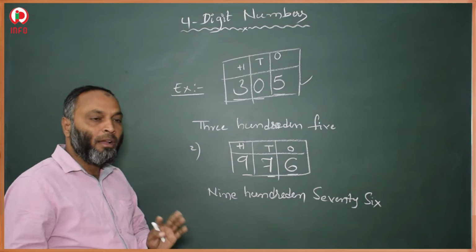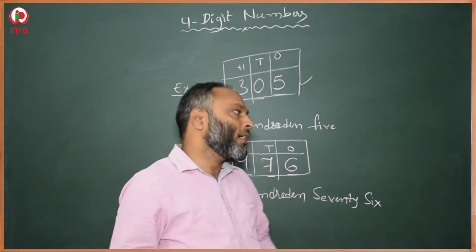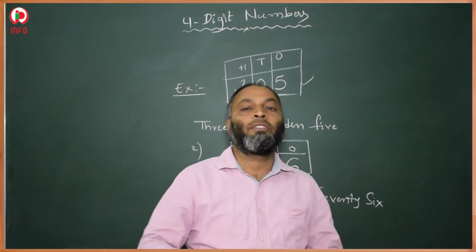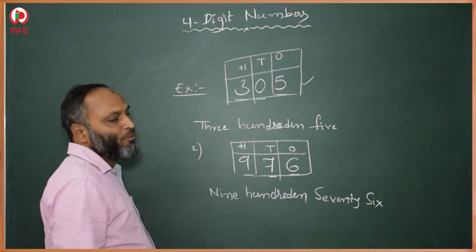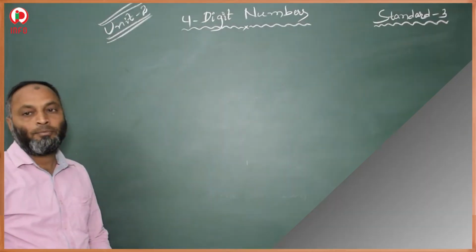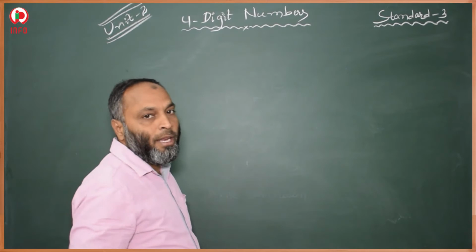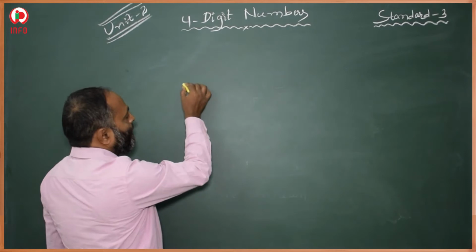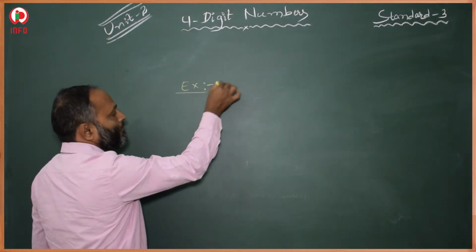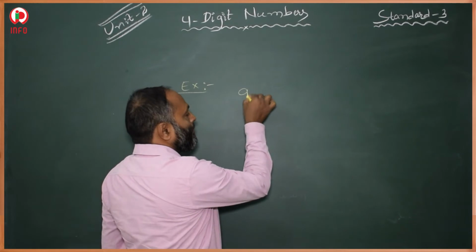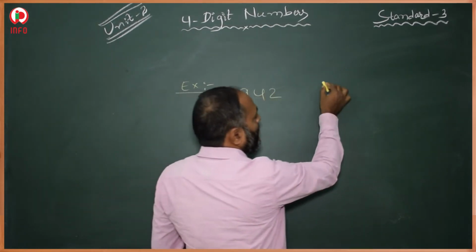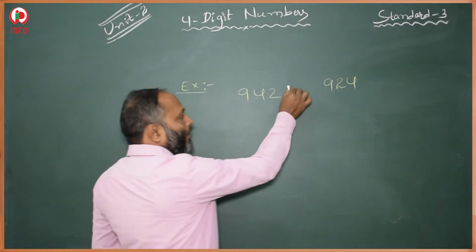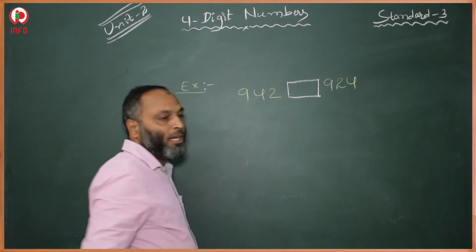Then comparing quantities also we completed. So how do we compare if two numbers are given? Which one is greater than and which one is less than? That we once recapitulate. Now see here, students, how to compare the quantities if two quantities are given? For example, 942 and 924. When these two numbers are given, how to compare?